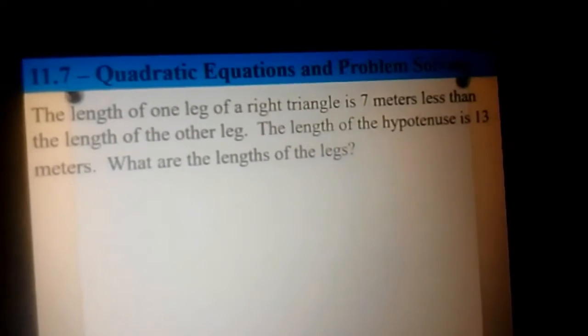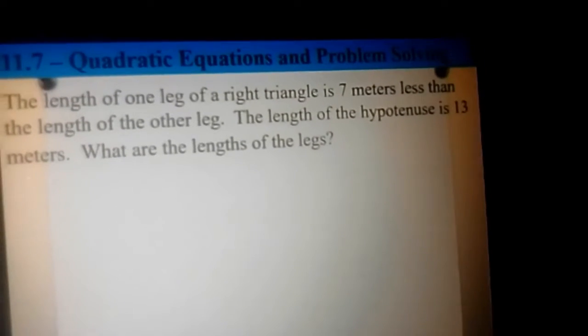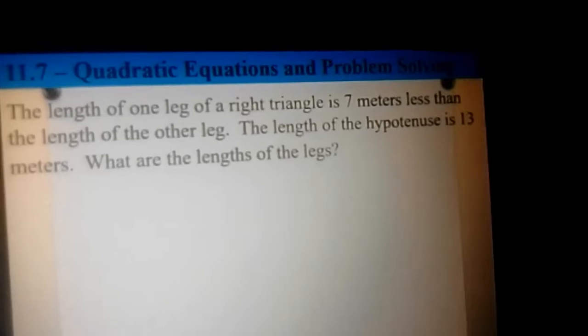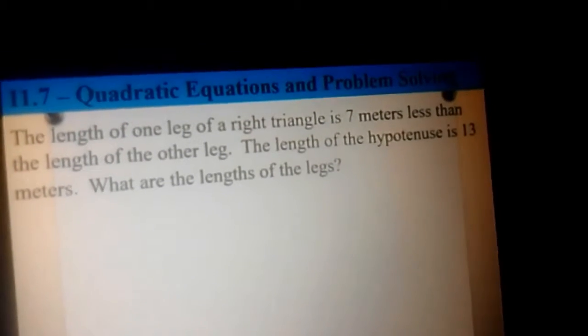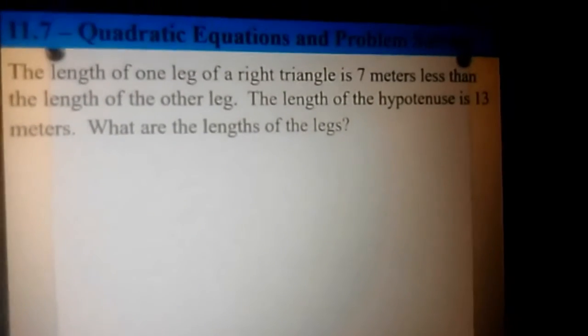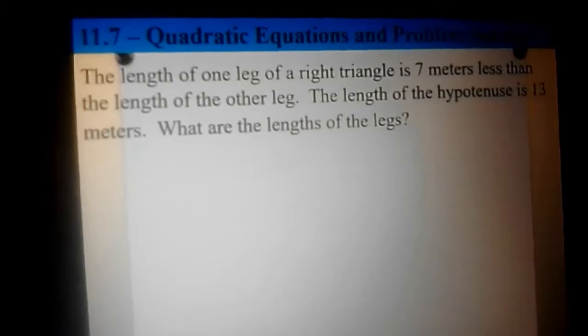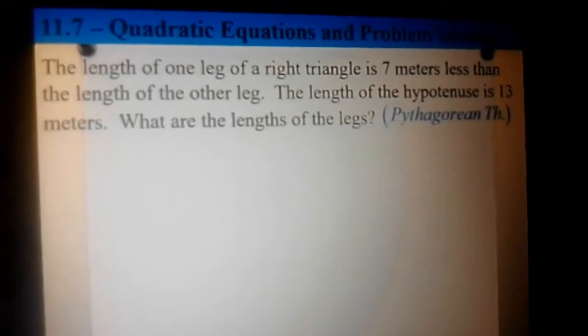The length of the hypotenuse is 13 meters. So it is given that the hypotenuse is 13, so our c be equal to 13. Our first leg, which is a, be equal to 7 meters less than the length of the other leg. So what are the lengths of the legs?